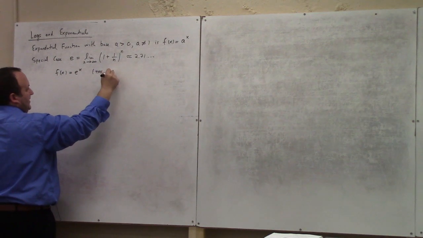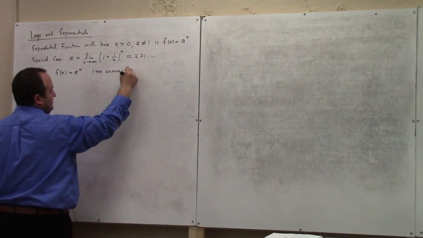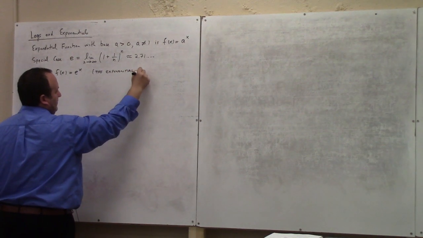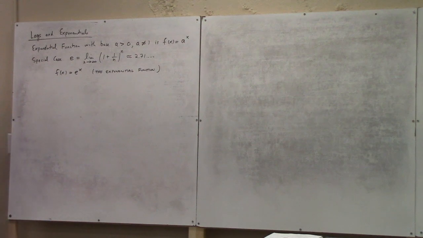So if I'm talking about an exponential function and I don't really specify the base, I'm probably talking about that one. All right, so this e to the x is a very important function. It comes up in all kinds of natural sciences and so forth. And then the other thing we introduced was the inverse functions to these, right?